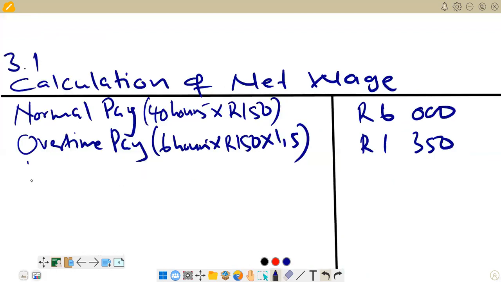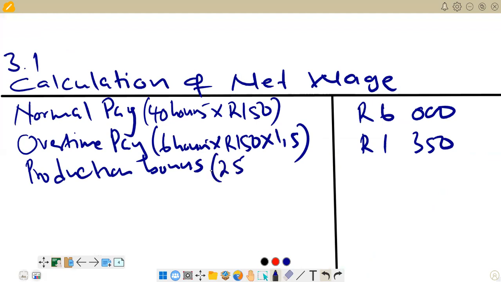Then you get our production bonus. So here we are saying production bonus. Remember, we are saying 25 times 100 rands. And obviously, there you are going to get 2,500 rands. So this is what we have.